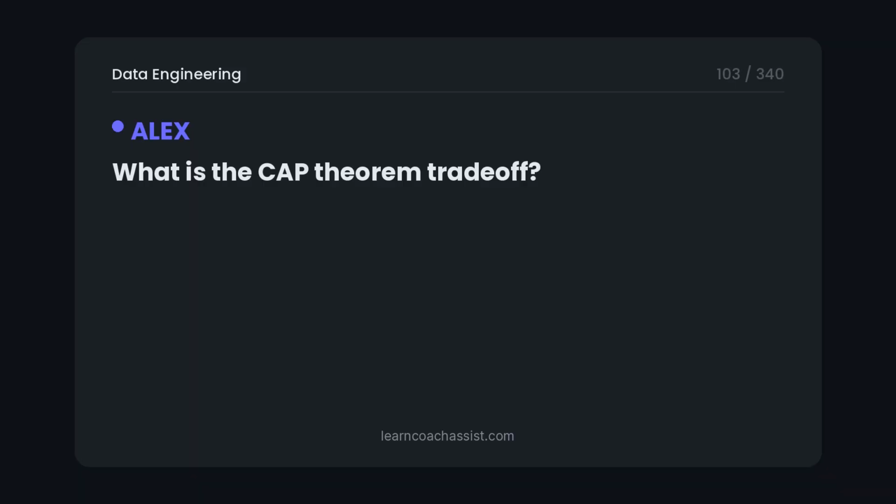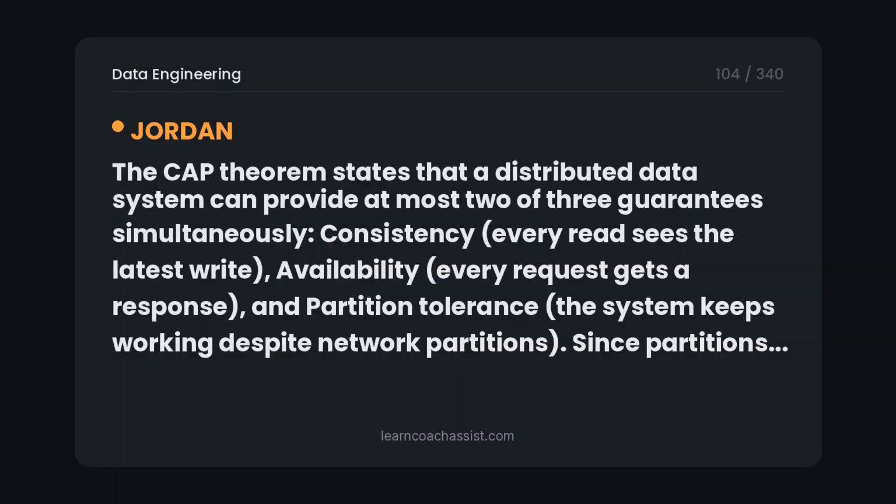What is the CAP theorem trade-off? The CAP theorem states that a distributed data system can provide at most 2 of 3 guarantees simultaneously: consistency, every read sees the latest write; availability, every request gets a response; and partition tolerance, the system keeps working despite network partitions. Since partitions are unavoidable, the real choice is between consistency and availability.